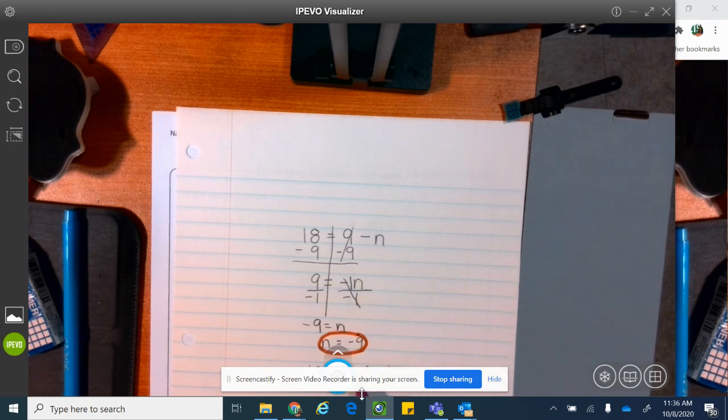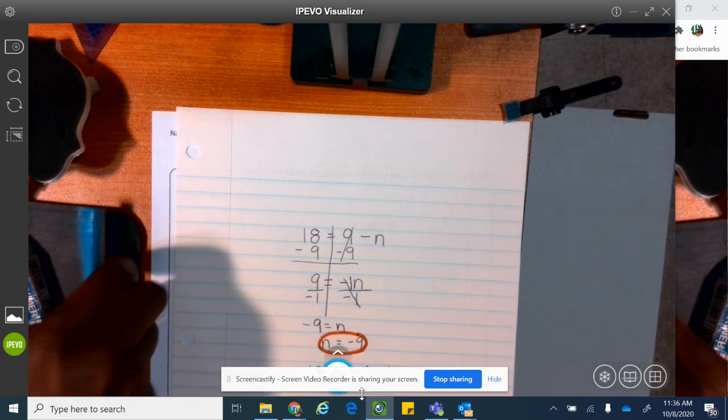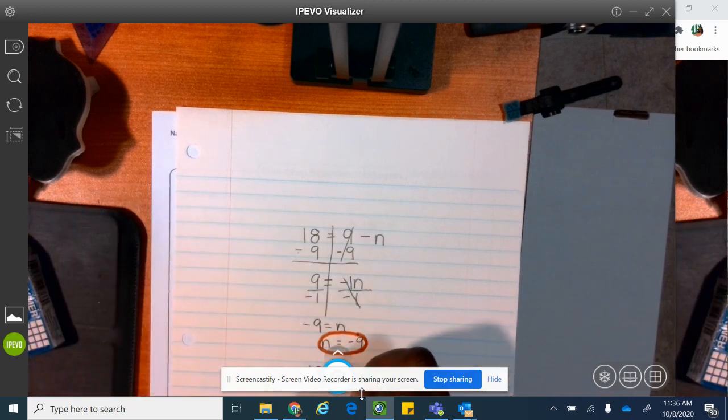So basically, this means that I'm multiplying this negative 1, and whenever it's like that, just put a little 1 there. That lets you know. So negative 1 times negative 9.